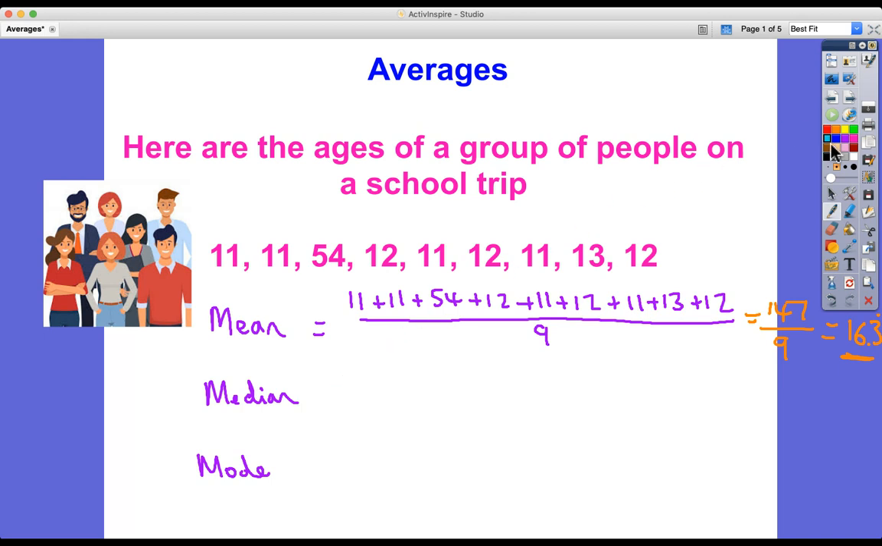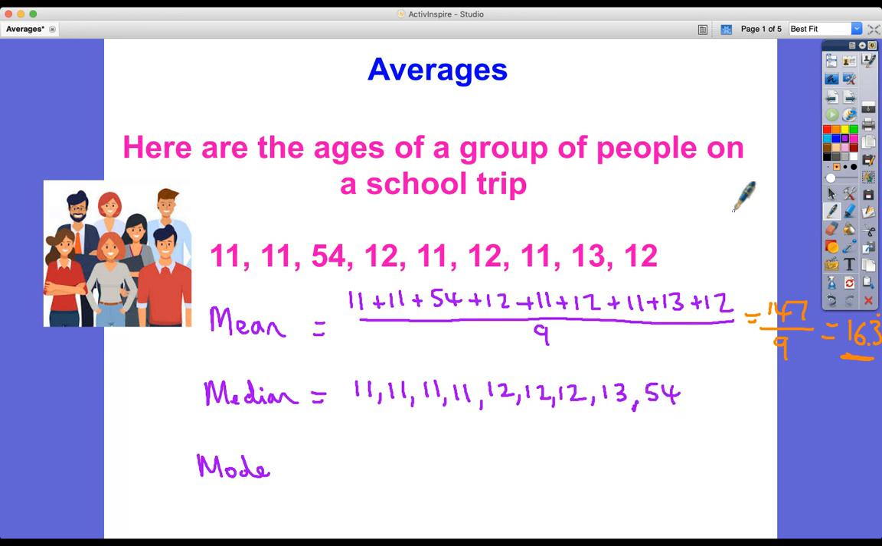The median. Now the median sounds a bit like the word medium, and I quite like to think of it that way because what we're looking for is a sort of medium result. So the first thing we're going to have to do is to put these values in numerical order. So the lowest value we've got is 11, and how many 11s have we got? Actually, we've got 4 of those. So 4 students of 11 years old. The next age along is 12, and we've got 3 12-year-olds. Then we've got one 13-year-old. And then after that, we've got the 54-year-old teacher.